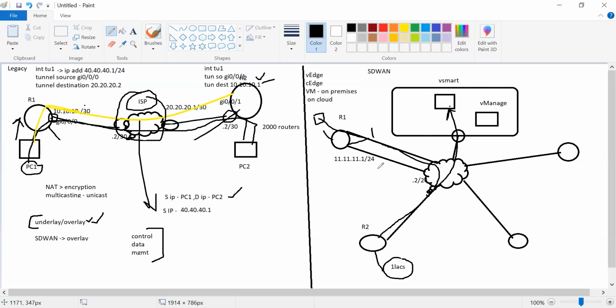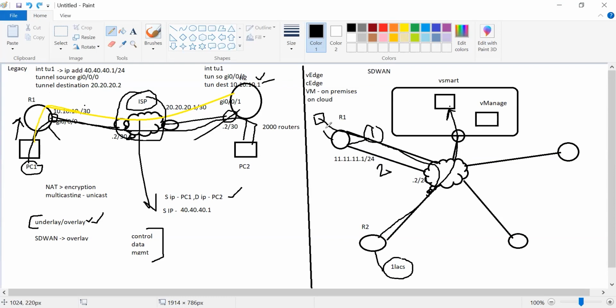Let's suppose this is my first link and this is the second link. I can define a policy which says that any voice traffic landing on R1 should always steer across link 1 as the primary path. It should not go to the second path, because by default in SD-WAN, traffic is load shared across all the links. It is flow based load sharing.